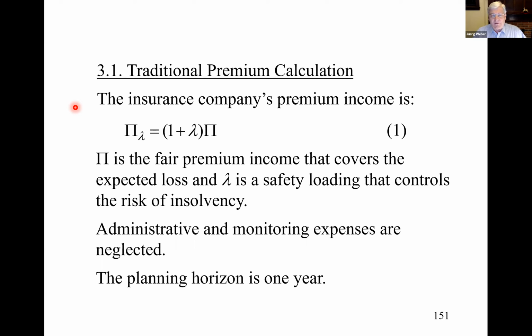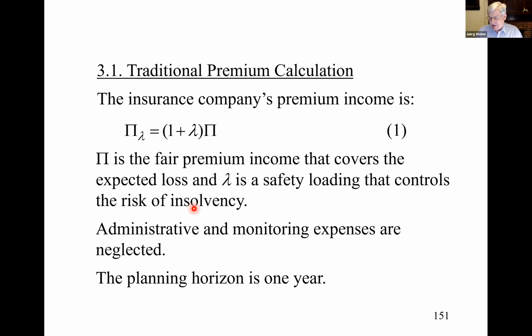Now, equation 1 gives the premium income of the insurance company. It consists of the fair premium income. So pi stands here for the fair premium income that covers just the expected loss. And lambda is a so-called safety loading that controls the risk of insolvency of the insurance company.